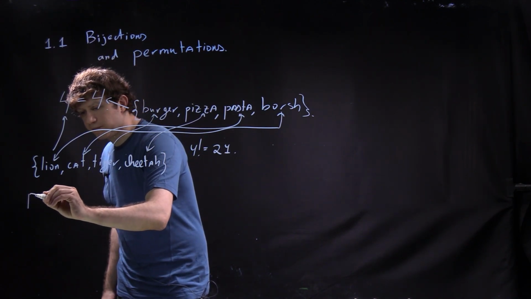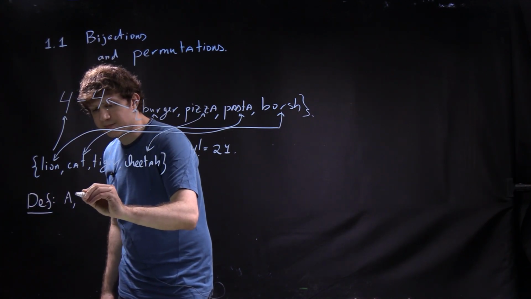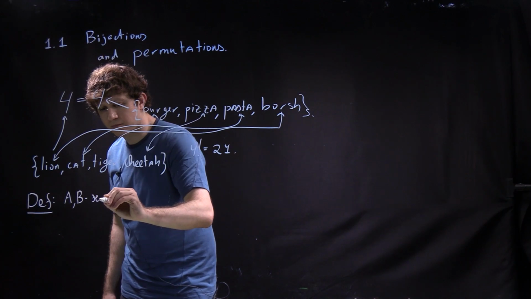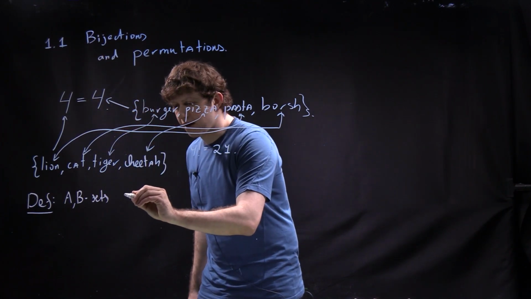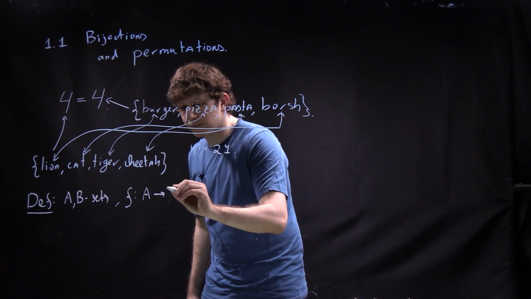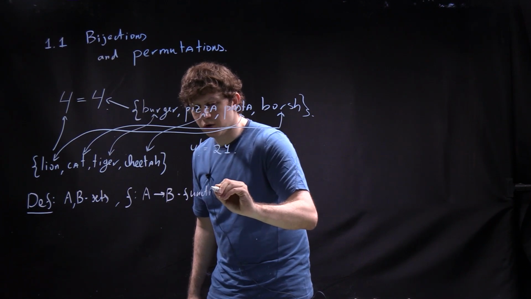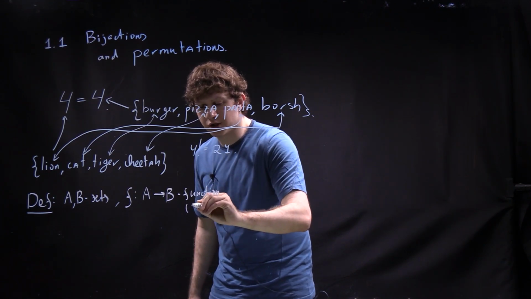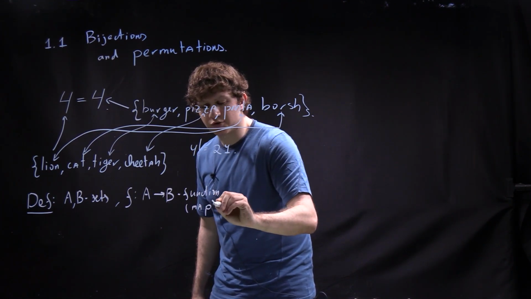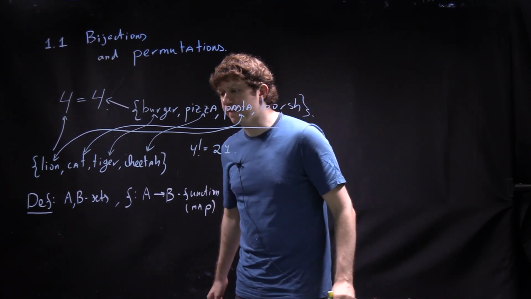So definition. Let's take a pair of sets, and f is a certain map between sets from A to B. It's a function. I will use the words function and map interchangeably. I don't know what is more familiar to you, but both mean the same.